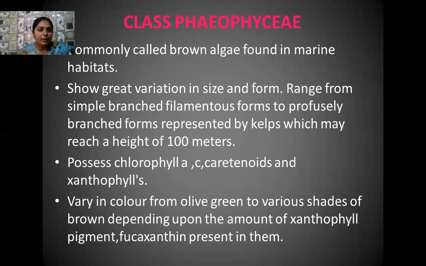Regarding the type of pigments present in the class Phaeophyceae, the dominant pigments are chlorophyll a, chlorophyll c, carotenoids, and xanthophylls. Regarding the color of these algae, it varies from olive green to various shades of brown, depending upon the amount of the xanthophyll pigment present. The chief among the xanthophyll pigments here is fucoxanthin. Because of this pigment fucoxanthin, different shades of brown color are found in this class of algae known as Phaeophyceae.